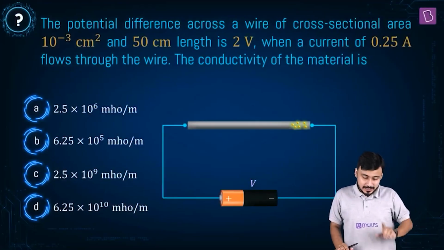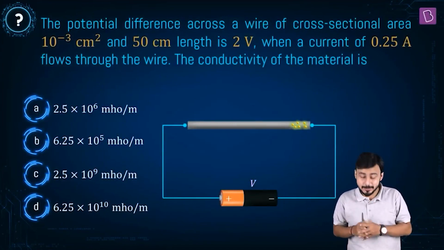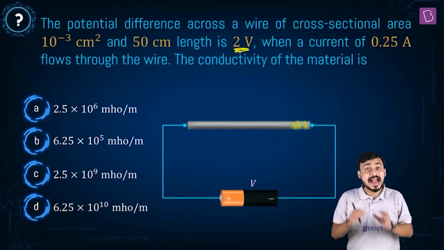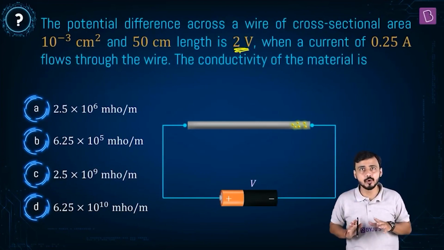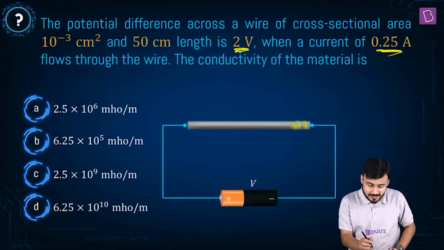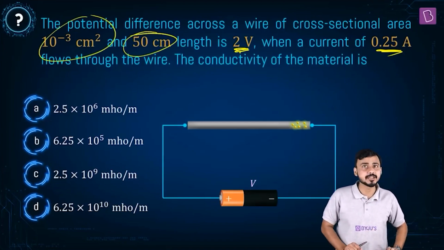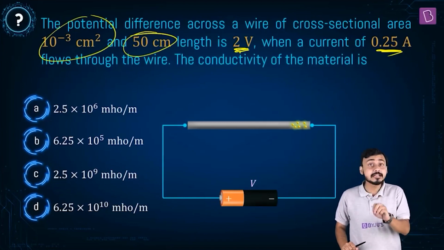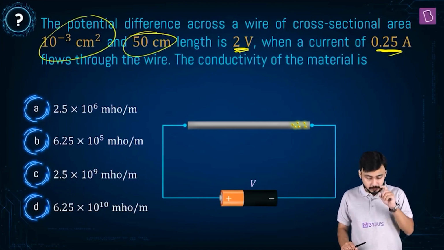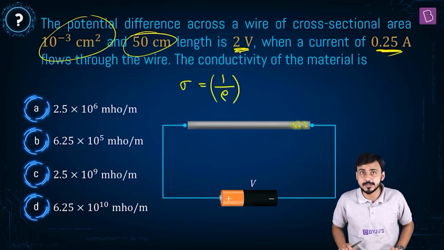Here the statement is, the potential difference across a wire of cross-sectional area 10 raised to power minus 3 centimeter square and 50 centimeter length is 2 volt. The battery you are applying across the wire is given to be 2 volt, right? And the current through the wire is 0.25 ampere. Now it says the conductivity of the material is given by. So the conductivity, as you all know, is defined as 1 upon resistivity, correct?